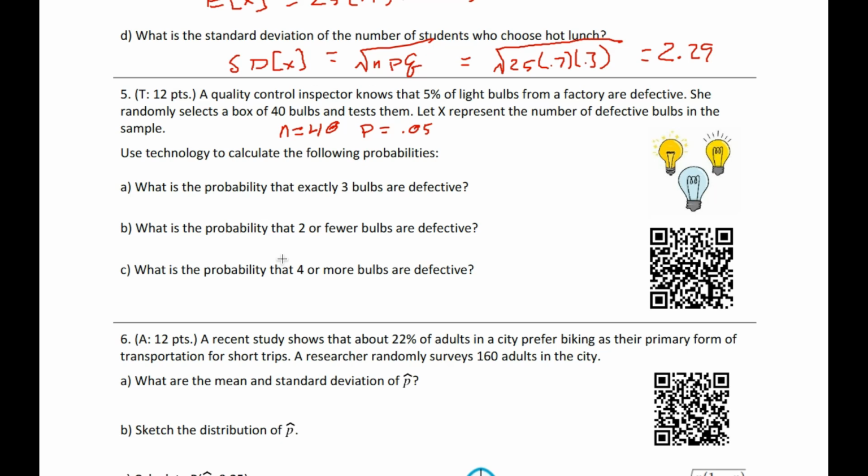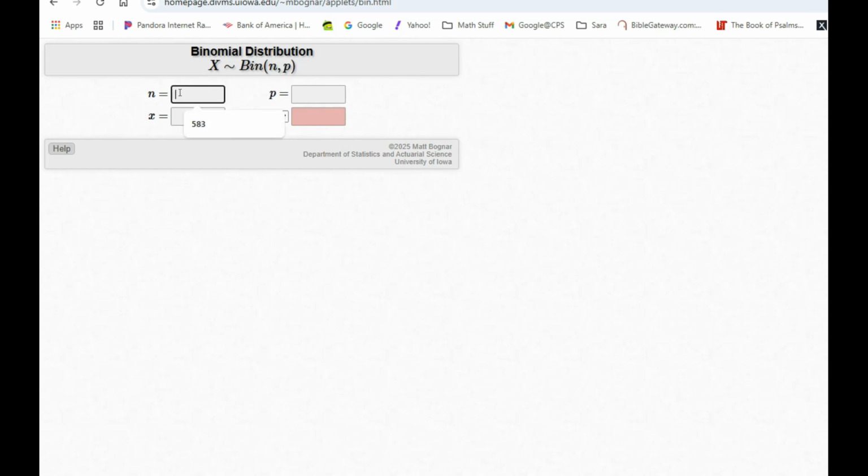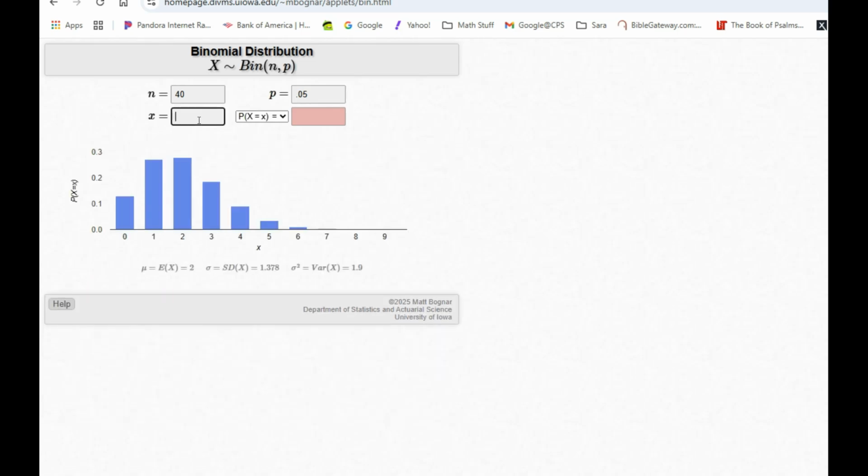So it says, what's the probability that exactly 3 bulbs are defective? Well, we're going to switch. We're going to use the website where the QR code is, and it looks like this. So in this case, N is equal to 40. P is equal to 0.05. And we want exactly 3 successes. And we want probably X equals 3, and this is equal to 0.18511.